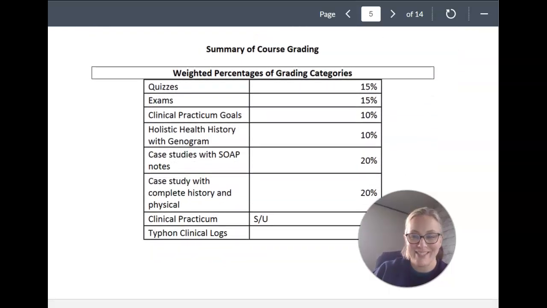All right, what everybody wants to know, summary of grading. We have quizzes, exams, and then you have clinical goals. We're going to do a holistic health history with a genogram, your case studies with SOAP notes, and one big case study with a complete H&P, and then your Typhon clinical logs being complete and accurate. They're weighted. The biggest weight is going to be your big case study with your complete history and physical, also your case studies with your SOAP notes that are done throughout the semester. Your quizzes and your exams are worth 15%. You can see that here. Everything is weighted.